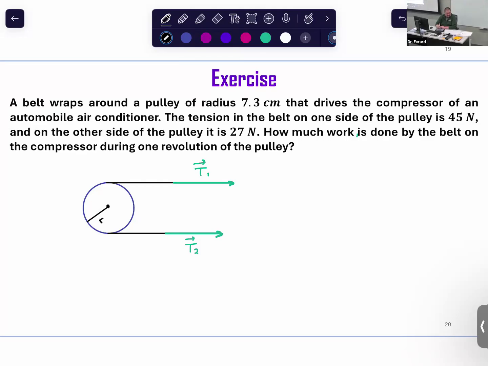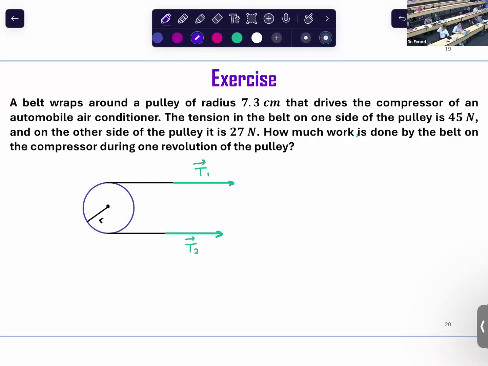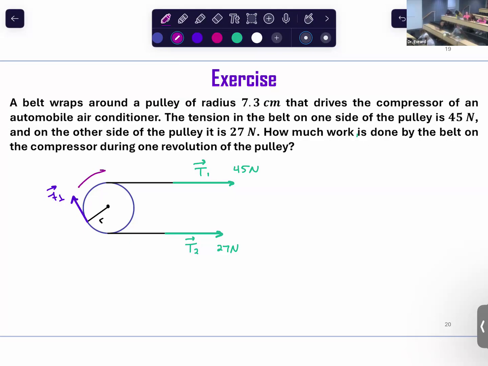There's a radius of the pulley. Then the perpendicular force driving, and of course your torque. 45 newtons minus 27 newtons equals 18 newtons. So of course we said that's going to drive the system this way. Okay, now R is going to be 0.073 meters.